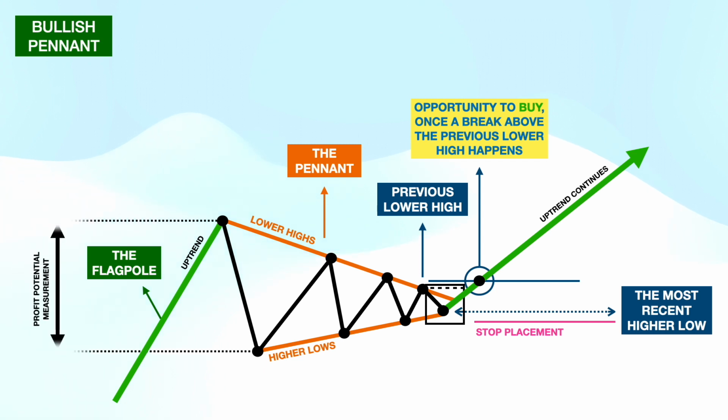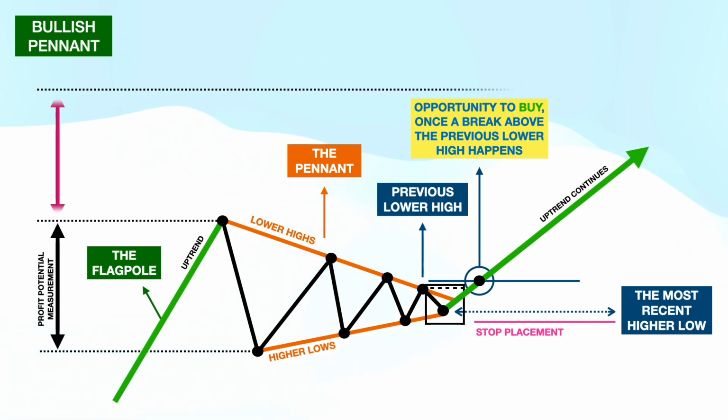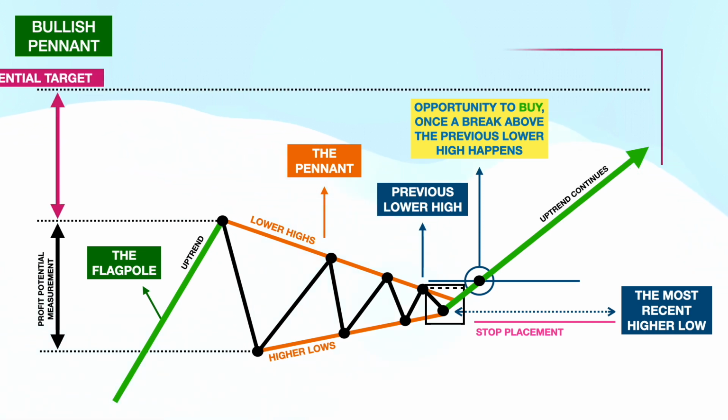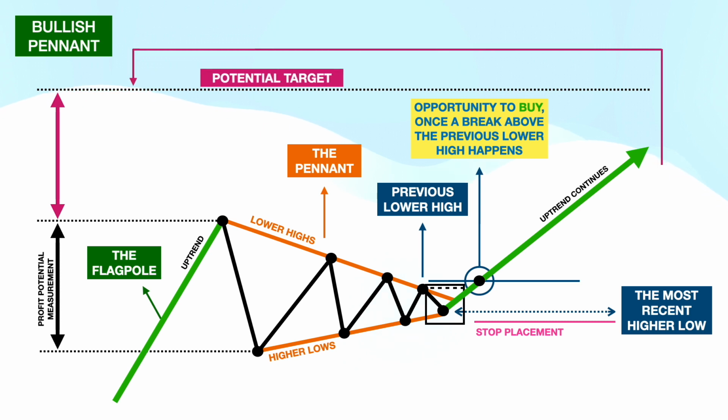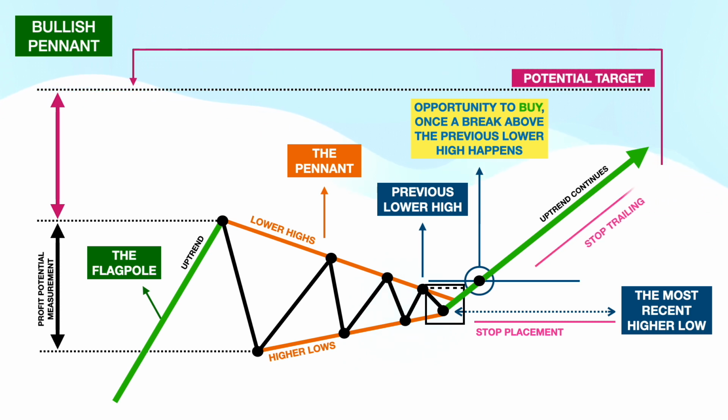The target is usually identified based on measuring the distance from the bottom of the triangle to the top. By doubling it to the upside, we can reveal the potential target point. Alternatively, the stop can be trailed until triggered at some point in the future.